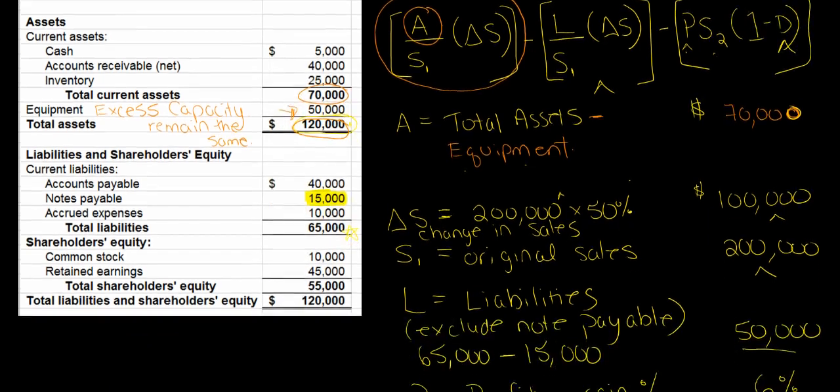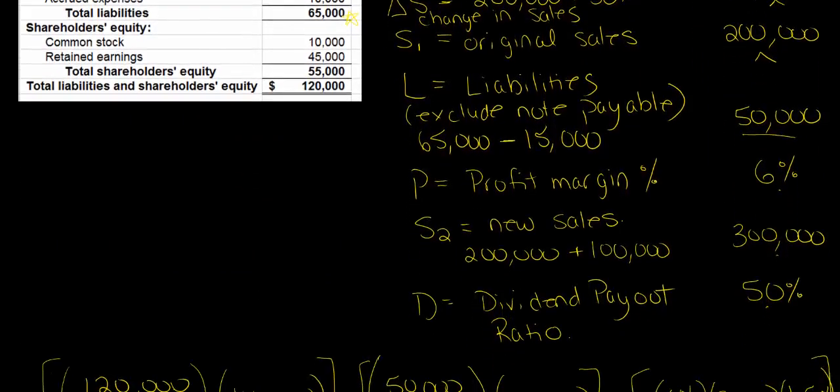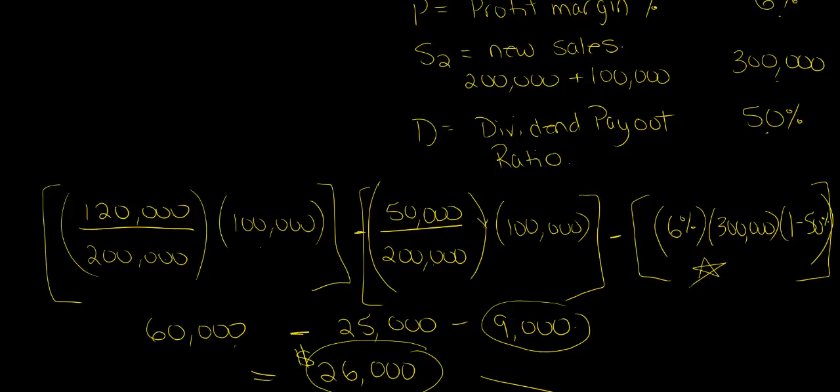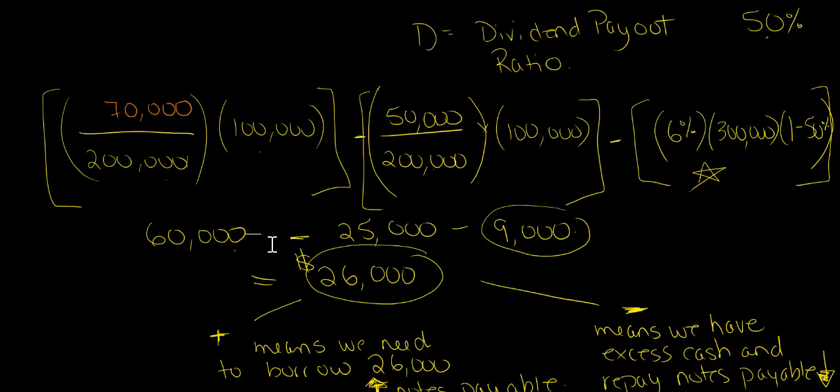So when I go down now to the formula, let's just see where we did this. Okay, instead of 120, I'll just move this out. I'm going to put the 70,000 in there. So now when you take 70,000 divided by 200, times by 100,000, that gives me 35,000. So now 35,000 minus 25 minus 9, that should give you a lower amount, so 1,000.